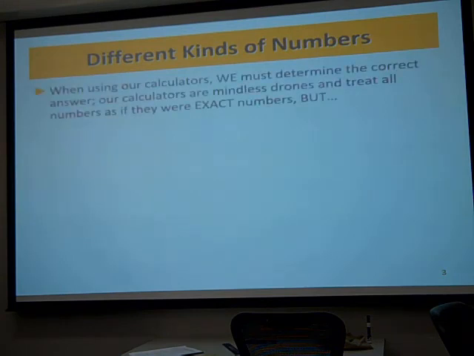So there are different kinds of numbers. As I mentioned, there are exact numbers and there are measured numbers. Exact numbers are numbers that can be counted. There's no uncertainty. So for example, the number of people in this classroom is an exact number. There are 6 people in this classroom, right? It's not 6.5, it's not 6.2. You can't have a half of a person, right?